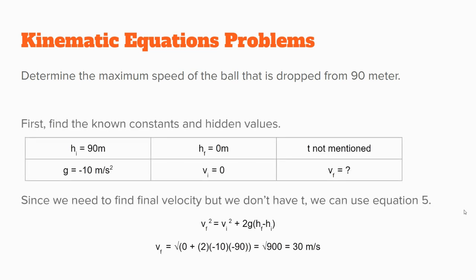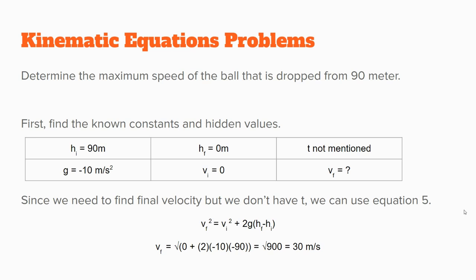So first, find the given and hidden values. Let's say hi, I'll say h, or you can say x, but because it is dropping, I want it as a height. hi is 90 meters, and hf is 0 meters. t is not mentioned here, and g, or a, is negative 10 meters per second squared. Because it is dropped, vi, the initial velocity, is 0, and we are trying to find the final velocity.